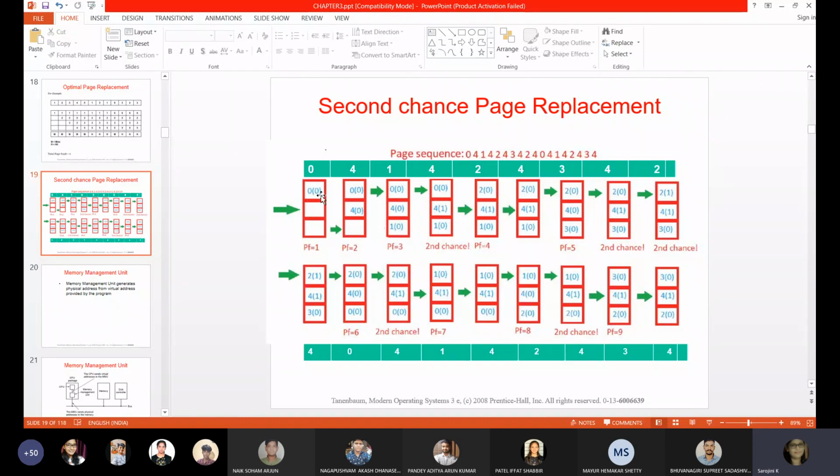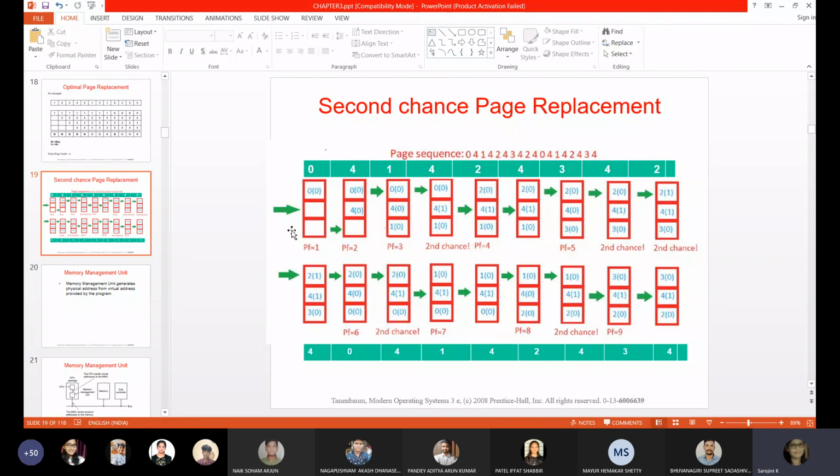Where was the pointer initially? It was here initially. After we loaded page zero, we moved one step ahead, so the pointer came here. I repeat, page zero newly comes. It was not in the main memory, so it is a page fault. Page zero is loaded with reference bit zero, and the pointer moves one step ahead after loading. For every step, the clock pointer can move one step ahead only.